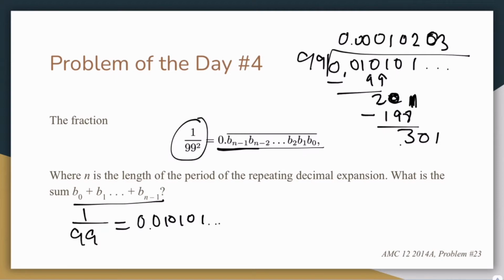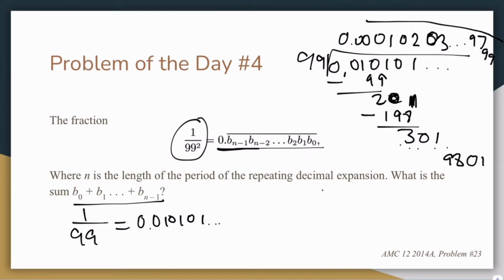And this happens only at one spot, when it reaches 97. Then the remainder is 98, and we get 9801, which is the same as 99 squared. So it ends with 99. And this is the repeating decimal expansion.